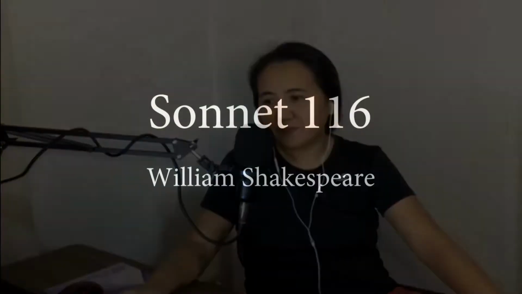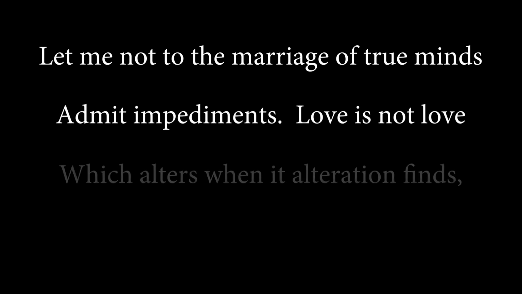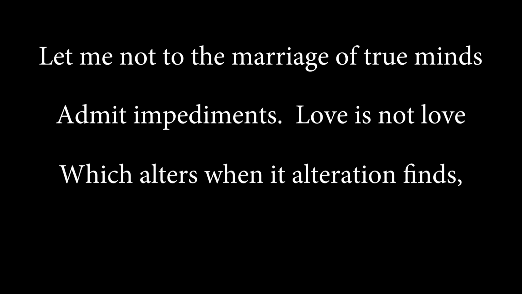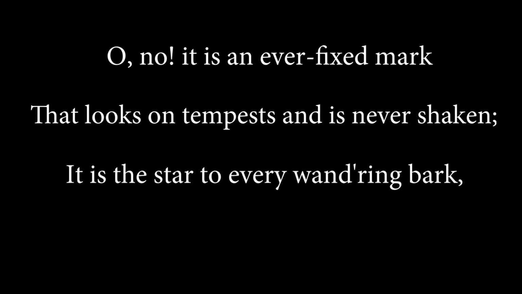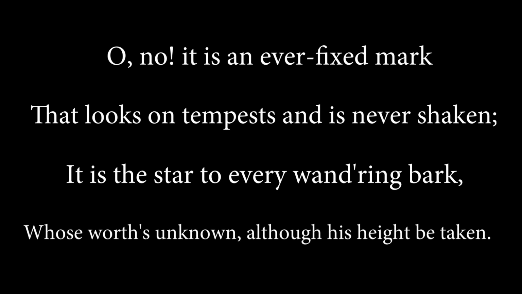So, with that, let us appreciate the structure of Sonnet 116 and understand it better based on its structure. Sonnet 116. Let me not to the marriage of true minds admit impediments. Love is not love, which alters when it alteration finds, or bends with the remover to remove. Oh no, it is an ever-fixed mark that looks on tempests and is never shaken. It is the star to every wandering bark, whose worth's unknown, although his height be taken.